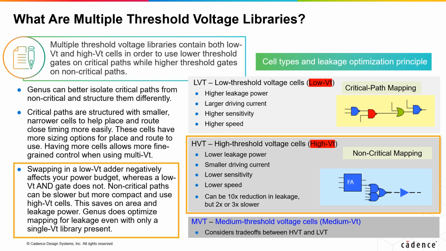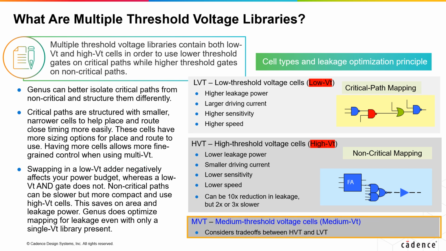If you talk about non-critical mapping, these non-critical paths can be slower but more compact and use high threshold voltage cells, HVT. These cells save on area and leakage power. These kinds of cells have characteristics of lower leakage power, smaller driving current, lower sensitivity, lower speed, and they can reduce leakage power 10 times. Still, at the same time, they are slower.